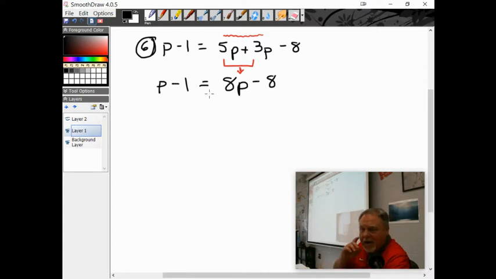So now we have to come to a decision: are we going to move the 8 p's to the left and have our variables on the left side, or are we going to move our variables to the right? Well, I always just go ahead and move the smaller of the two. Here I have 1 p on the left and I have 8 p's on the right. So I'm going to take that 1 p and put the little 1 in front of it so I'd know how many I had, and move it over to the left side. So what's the opposite of 1 p? Well, negative 1 p.